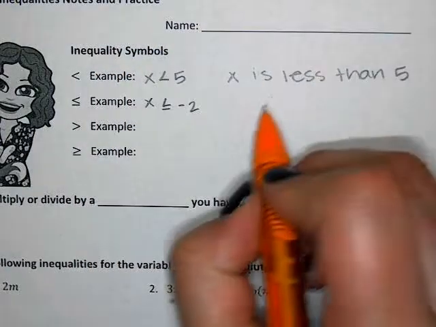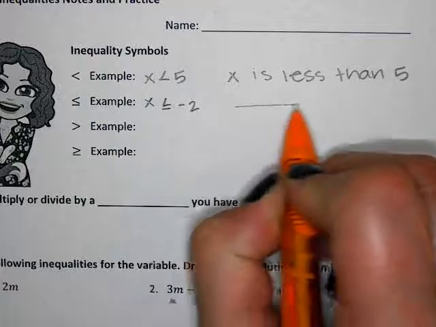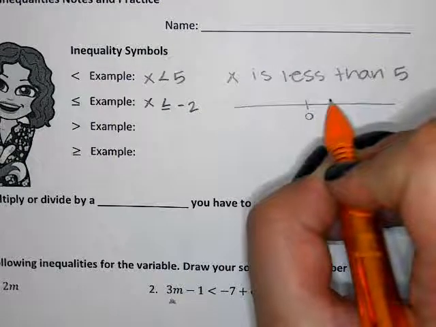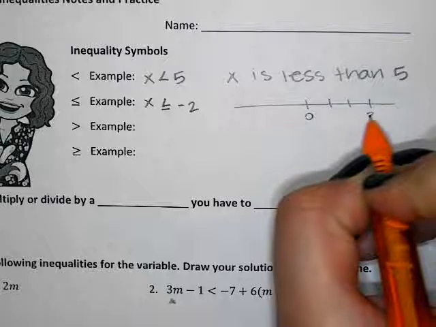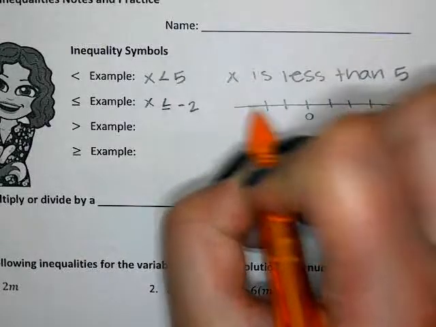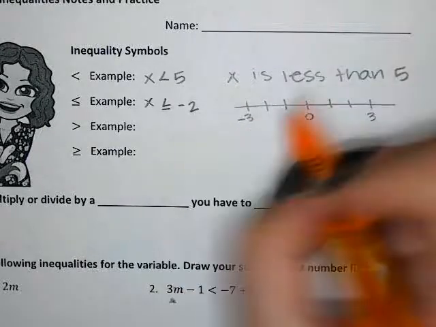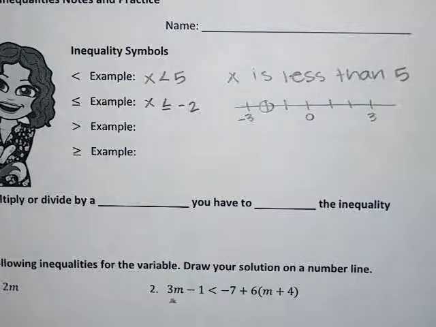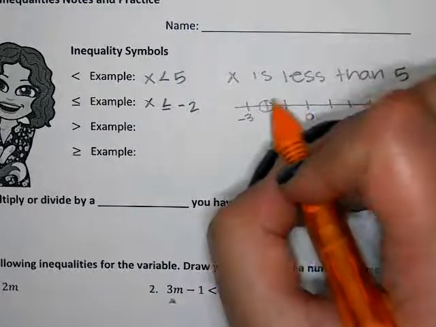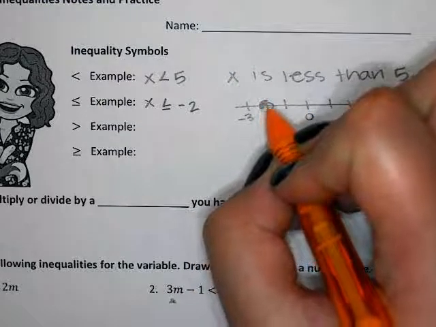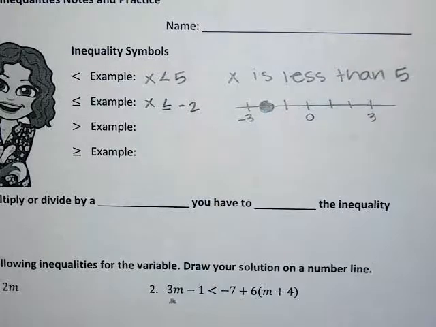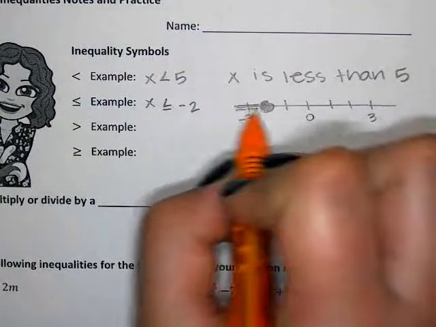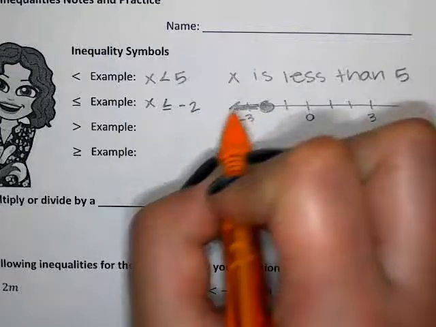And if we were to draw this on a number line, here's a number line. So -2 would be right here. If we're doing less than or equal to, we would have to fill in the circle. So there's the equal to -2, and then less than would be an arrow going to the left.